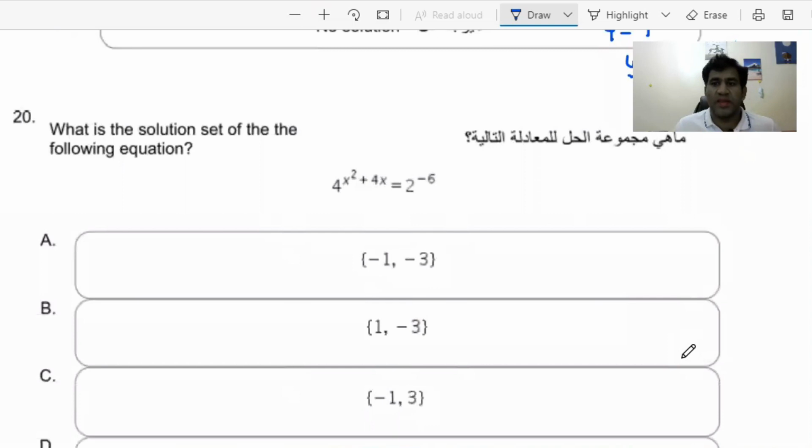Okay, this will be the last question for today. Question number 20 here.